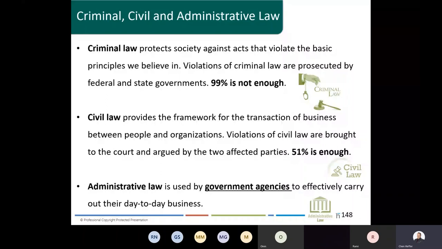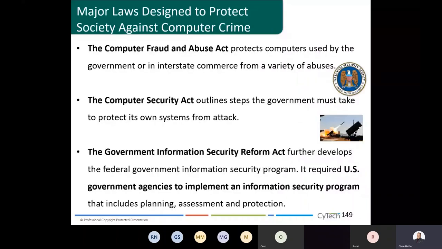Let's look at some major laws designed to protect against computer crime. The first one is the Computer Fraud and Abuse Act, the CFAA. This one is meant to protect the computers used by the government from abuse by anyone outside the government, so hackers that want to hack the government. If the government catches them red-handed and wants to bring them to court, to justice, they will charge them under the CFAA.